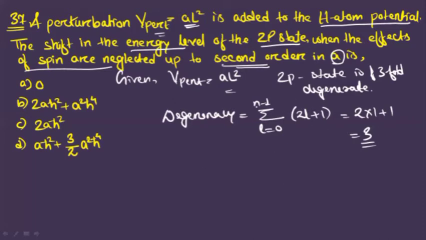In this case, the 2 is the principal quantum number, n equals 2. L equals 1 because it is a p orbital. Clear? You have to calculate the shift in the energy level of the 2p state. So for this, first we will calculate the first order energy correction, then the second order energy correction, and then to get the shift, we will take the sum of them.